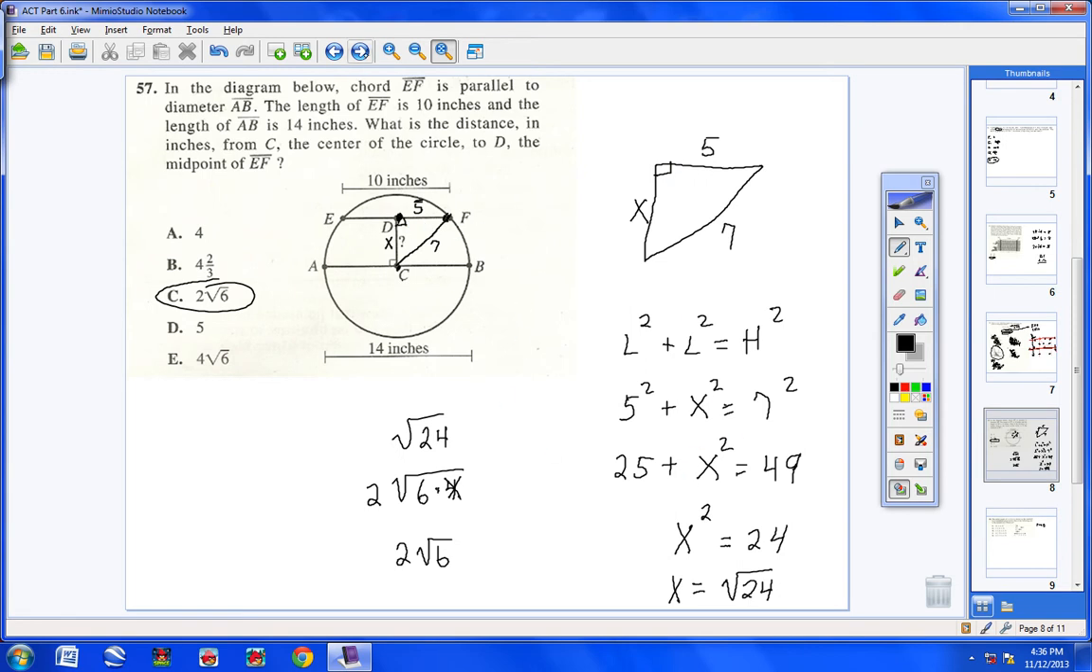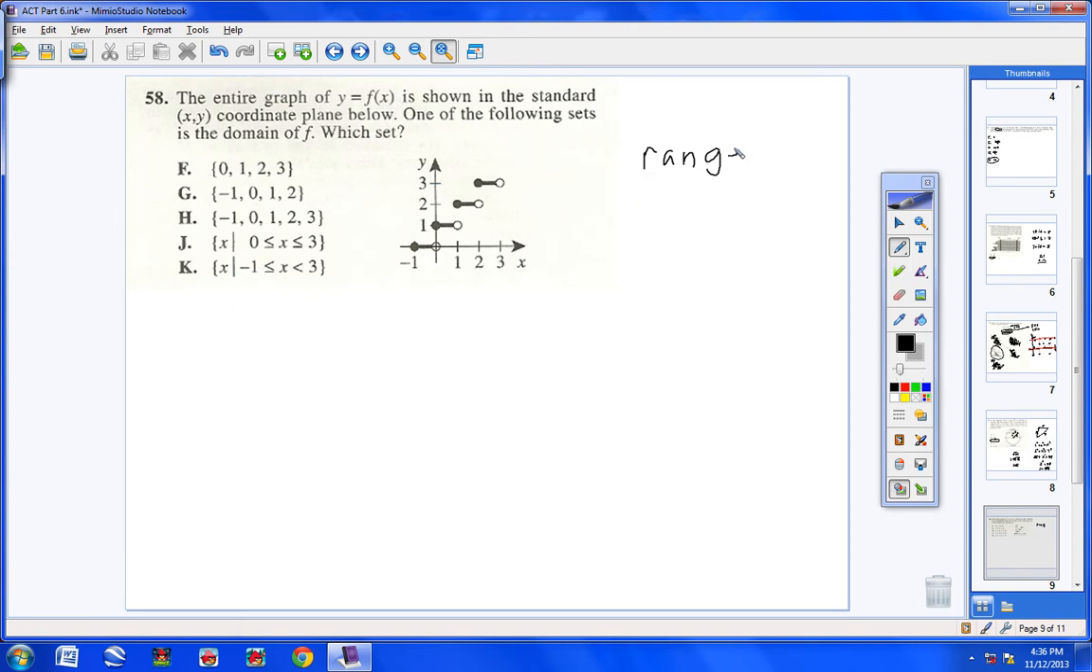Very basic geometry. Now, in this problem here, it'd be very important to remember that range deals with the y values, domain deals with the x values. Okay? So don't forget that. So when it says one of the following sets is the domain, it's saying one of these sets is talking about or referring to x values. So we're going to see what the x values are, and we're going to see which one of these answers over here gives a good picture of what x is.